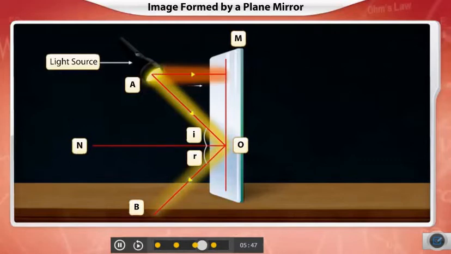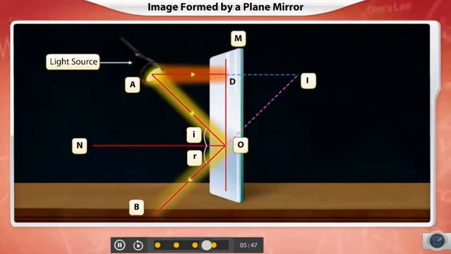Assume that another ray AD is incident normally on the mirror at D. This ray will reflect back along DA. If we join the lines BO and AD backwards, they will meet at I, which is on the backside or the underside of the plane mirror. This explains why rays reflected from M appear to come from behind the mirror.